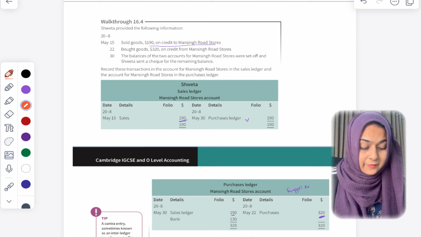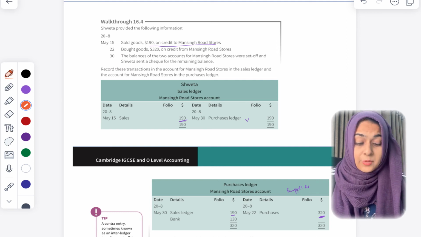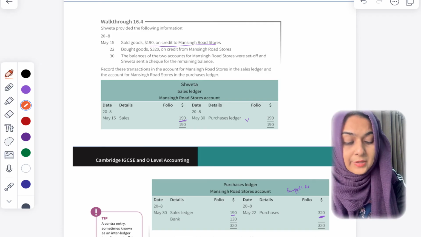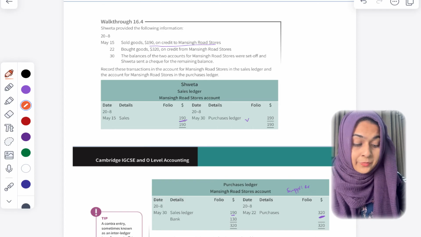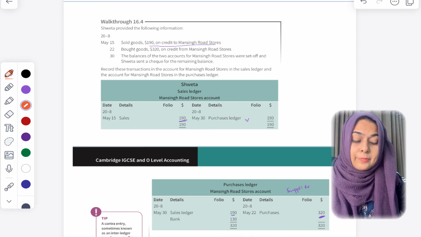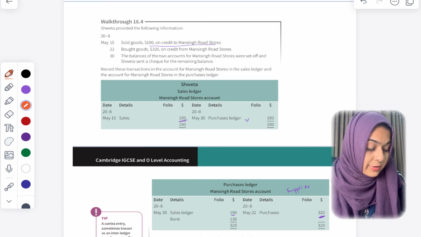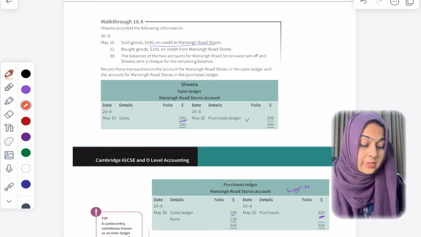If you look here, they've given you an example. I've taken this from the book. They're saying here, Shweta provided the following information: sold goods worth 190 on credit to Mansingh Road stores. We have the Mansingh Road stores account in the sales ledger, and we've written here 190. And on May 22, they are also buying goods worth $320 on credit from Mansingh Road stores. It's written on the credit side of the Mansingh Road stores account.